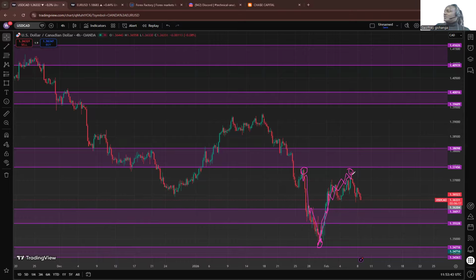And now you're seeing price getting to reverse. You're seeing price getting to reverse and pushing to the downside. So I will be anticipating to see.